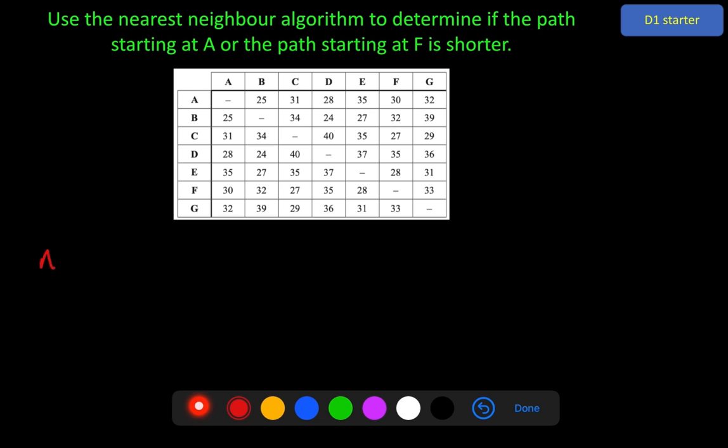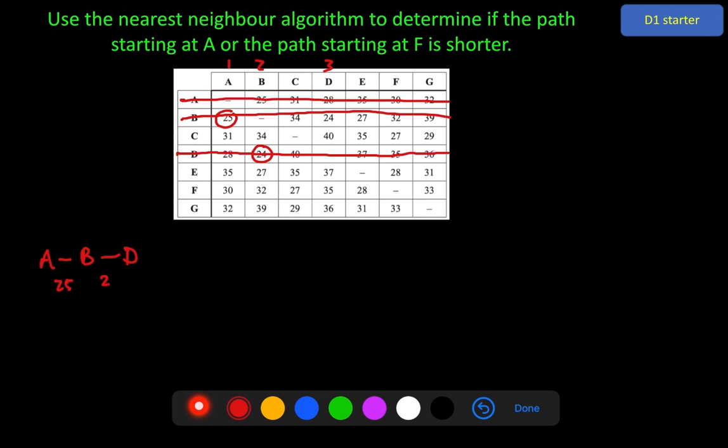So starting at A, I would have B. Let me get rid of that. And that. And A was 1, B is 2. 25. Now I'm at B, I'm going to be going to D. You can see this is almost the same as the previous video, but I've added in the G vertex that was missed off previously. So that's a 24.